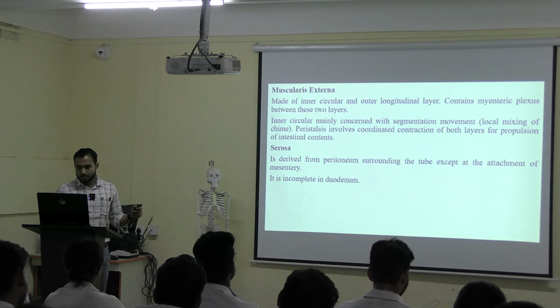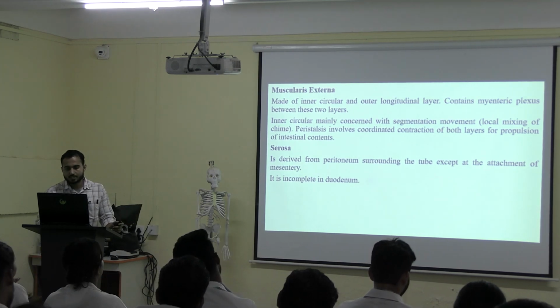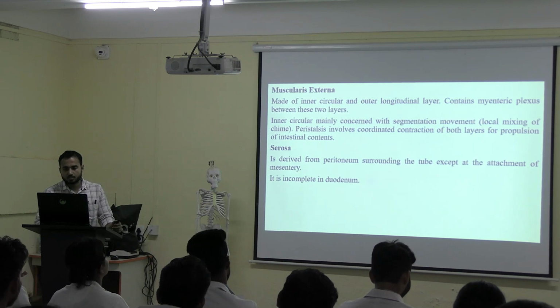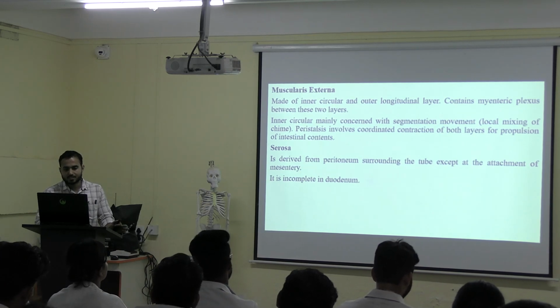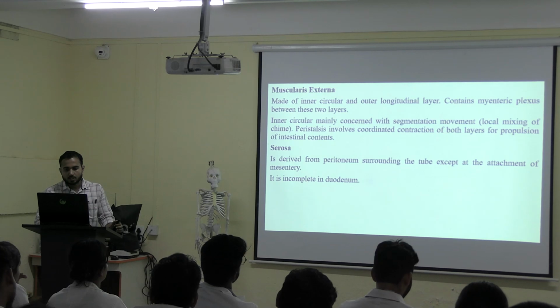Muscularis externa. Now in the muscularis externa, again two layers are there, inner circular and outer longitudinal, where the myenteric plexuses are present, which help in local mixing as well as peristalsis.